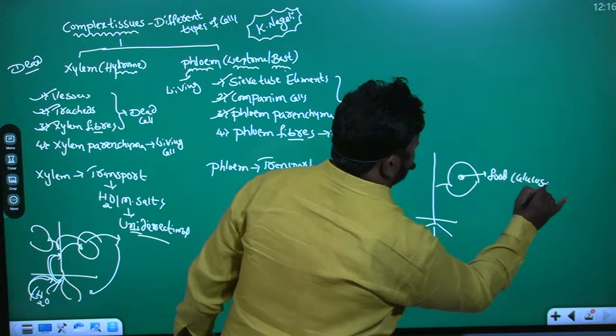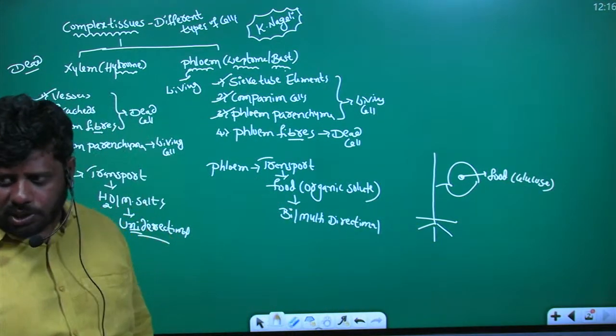Generally, food materials are synthesized in leaves by photosynthesis.